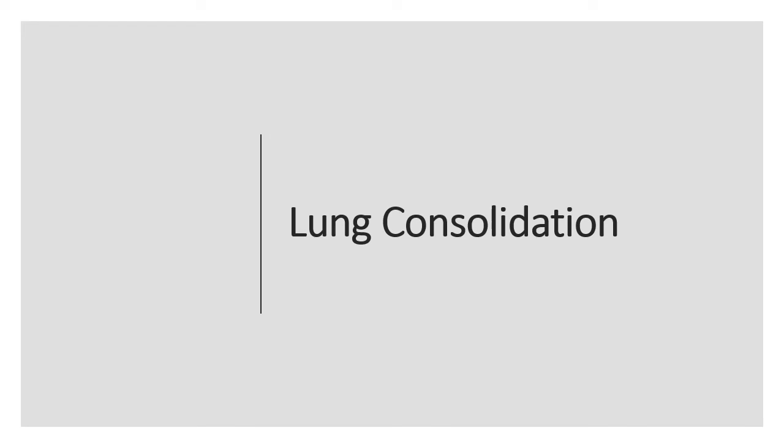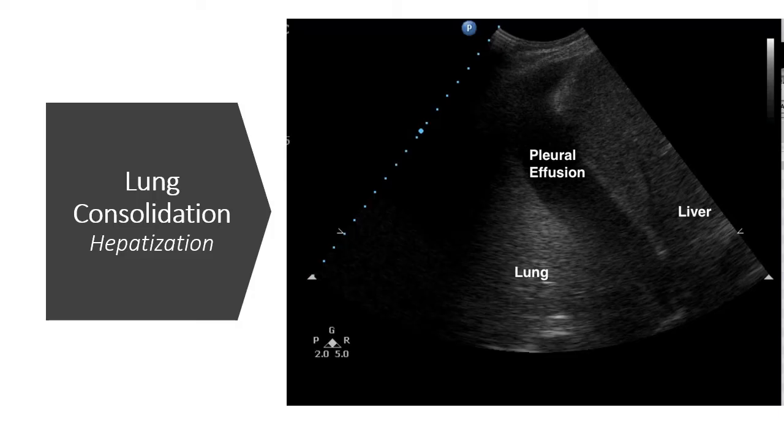All right, moving on to lung consolidation. So the first finding you find with lung consolidation is something called hepatization, which we just talked about. But hepatization is when collapsed lung begins to look like the liver. And that is because there's no longer any air in it, so the ultrasound is able to pick it up. And you can see how much it looks like the liver here.